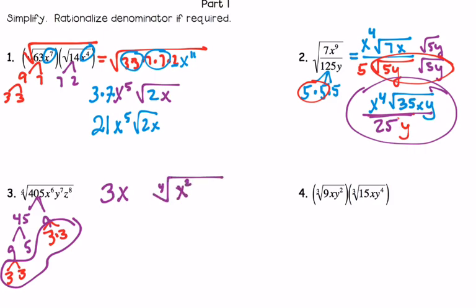Y to the 7th. So that gives me a y on the outside. It leaves me with y cubed underneath. And the z to the 8th. Well, 8 z's multiplied, which is what z to the 8th means, is like 4 groups, or 2 groups of 4. So it's a z squared. So there's our final answer.